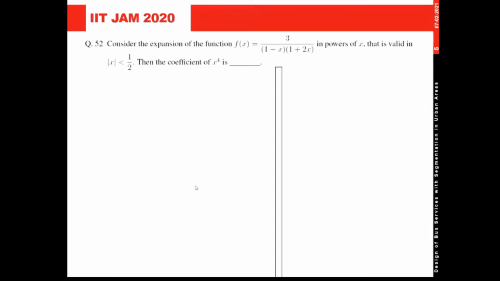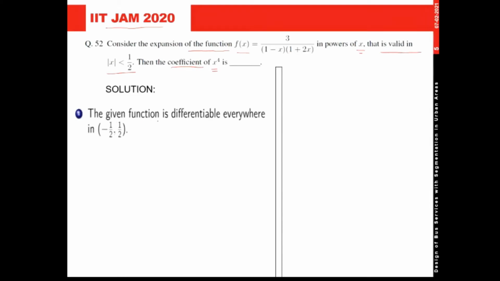This is a very easy problem. I think it is an IIT JAM 2020 problem. Consider the expansion of the function f of x equal to 3 by 1 minus x plus 2x in powers of x, that is valid in mod x less than 1 by 2, and we want to find the coefficient of x raised to. So that means okay.